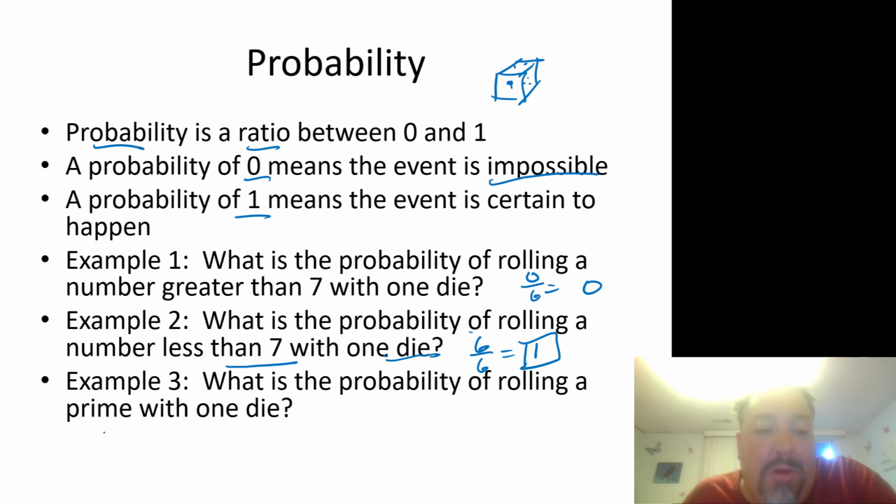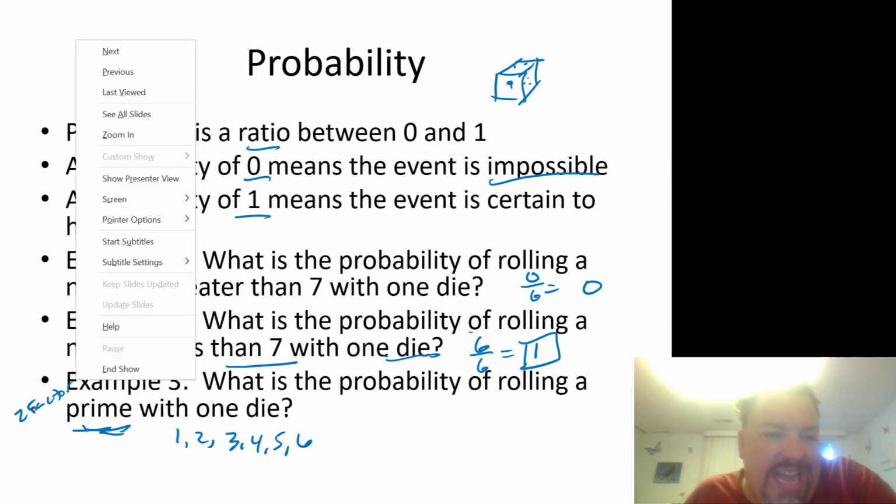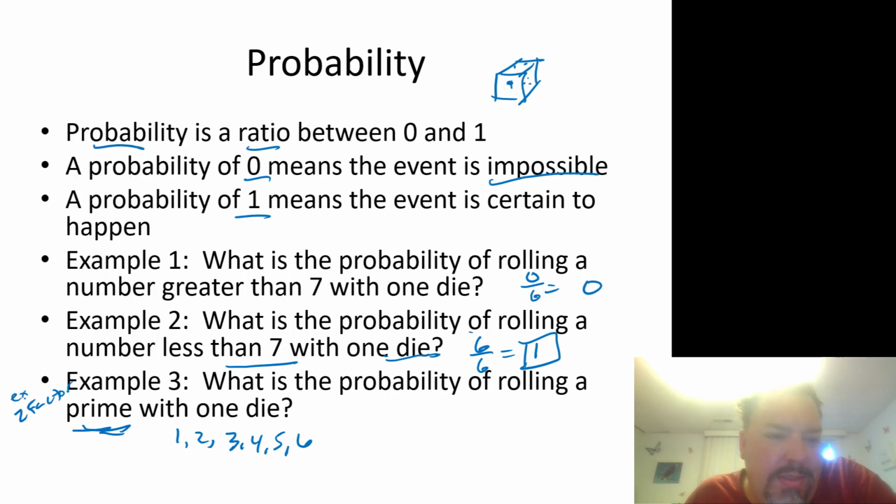What is the probability of rolling a prime number with one dice? So if we label these 1, 2, 3, 4, 5, 6, those are the different events that can happen. We could roll a 1, a 2, a 3, a 4, a 5, or a 6. Which of those are primes? Now, got to remember the definition of prime is one that has exactly 2 factors, namely 1 and itself.